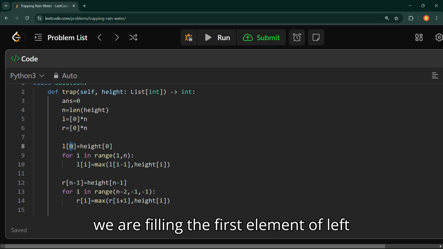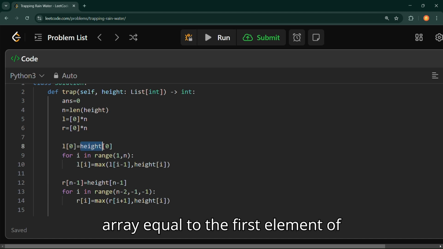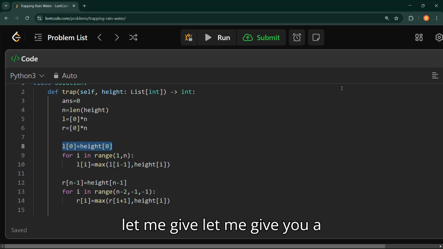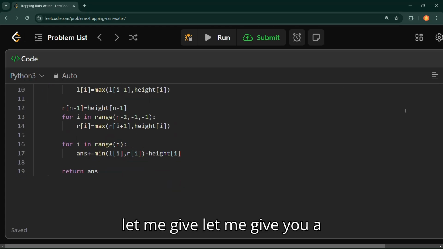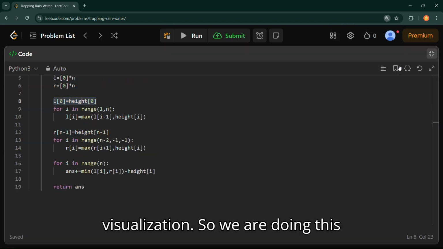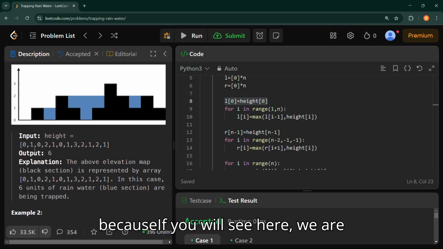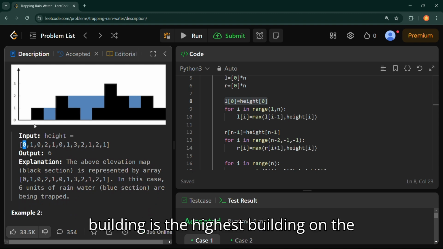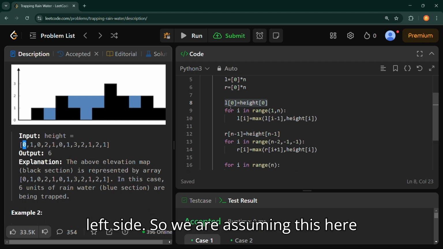Then we are filling the first element of the left array equal to the first element of the input array. Why are we doing this? So let me give you a visualization. We are doing this because if you see here, we are assuming that this is the highest building on the left side. The first building is the highest building on the left side. So we are assuming this here.